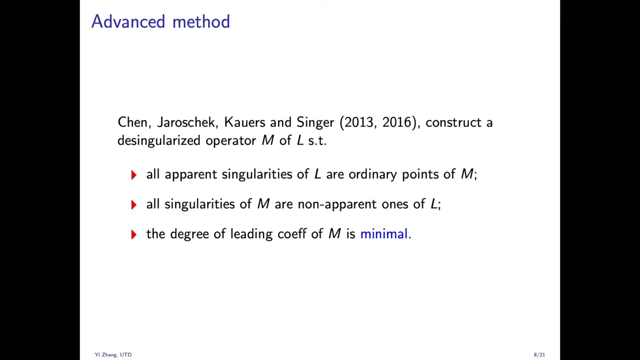And why is this idea bad? Why would you want to have another method? Apparent singularity is just one kind of removable singularity. And if you want to remove other singularities, then you need a more advanced method like this one. And also, we are concerned not only with the differential case, but also the shift case and q case. Then we need some new method.